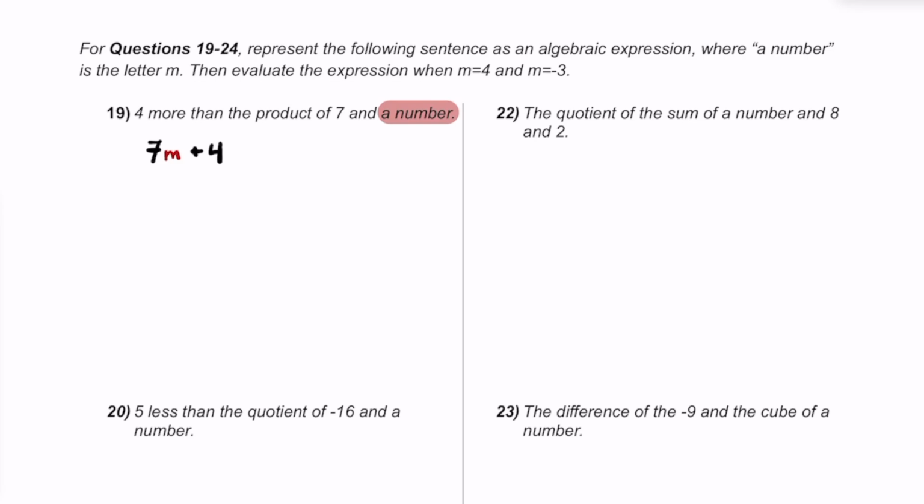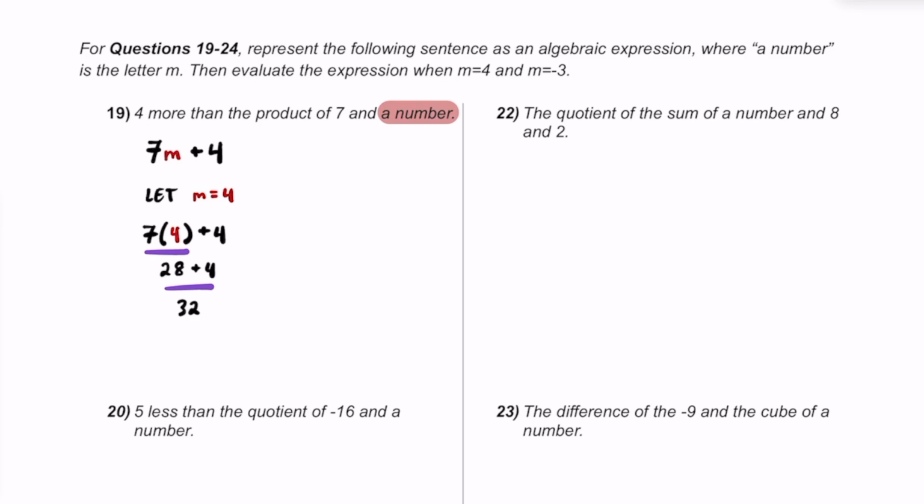Now then they're saying, what if m is 4 and m is -3? So we're going to say let m equal +4 here. So if we let m equal +4, it's going to be 7 multiplied by 4 here. And then we would add on 4 afterwards, right? So 7 times 4, that's going to be 28, if we just follow the order of operations. So that's going to be 28 plus 4, and that's going to be equal to 32. Right, so that's if m is equal to 4.